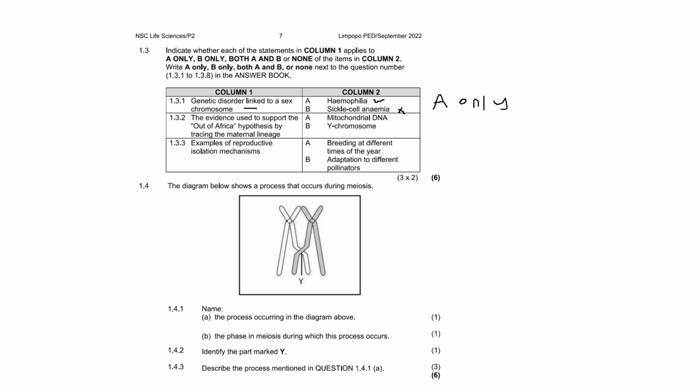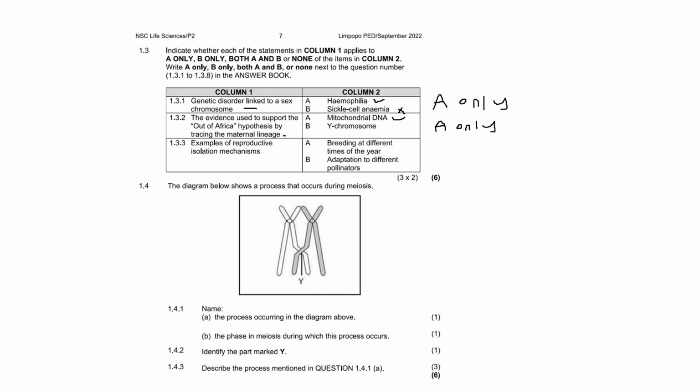The evidence used to support the out of Africa hypothesis by tracing maternal lineage. Remember, for maternal lineage we use mitochondrial DNA. If you want to trace the paternal one, we use the Y chromosome. We can't use the Y chromosome for mothers because mothers don't have a Y chromosome. So it needs to be A only. We only use mitochondrial DNA for mothers, but for fathers, we can use the Y chromosome.